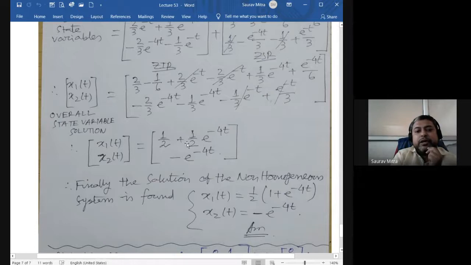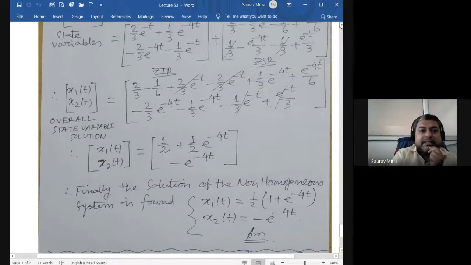So finally, adding the zero input and zero state, x1(t) is half plus half, that means half into (1 plus e raised to minus 4t). This is what you are finding, half into (1 plus e raised to minus 4t). And the second part, x2(t) is equal to minus e raised to minus 4t. That means it will start at minus 1, and as time increases it will reach plus 1.